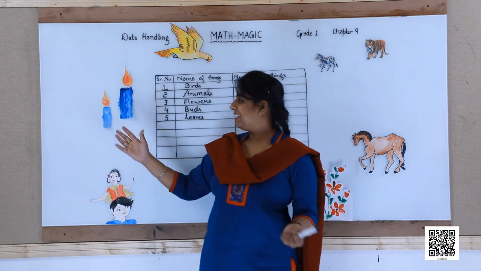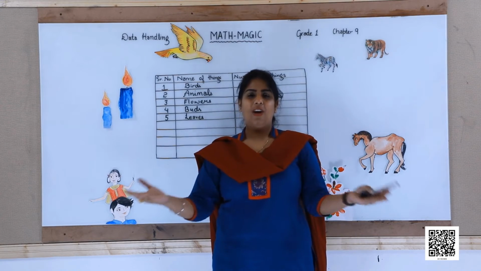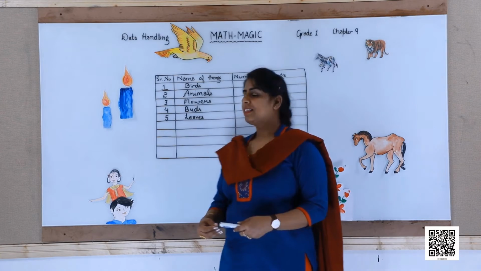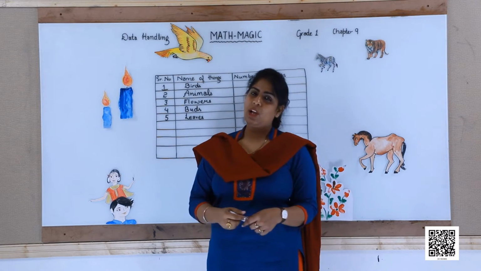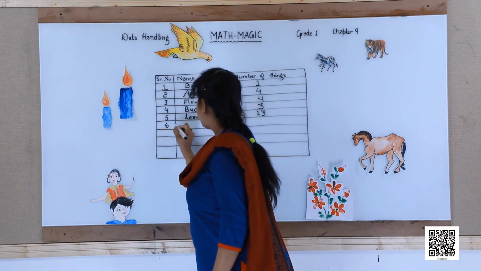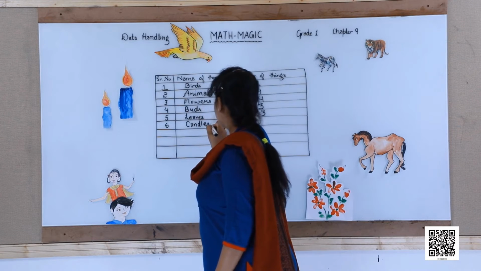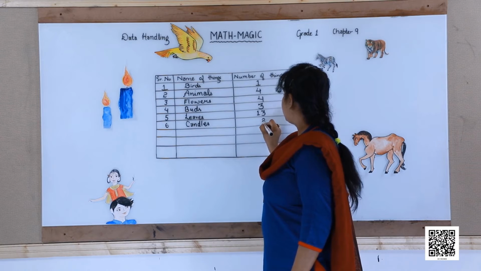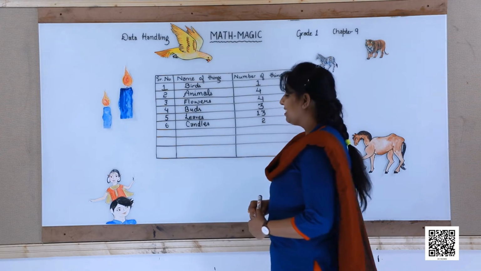Yay! Candles! These candles have given a lot of light to us, right? So we'll count the candles. First, the bigger one. Second, the smaller one. So how many candles are there? In number 6, we are counting candles. And there are 2 candles. How many candles? Yes, 2 candles.